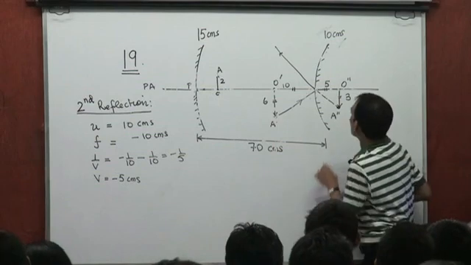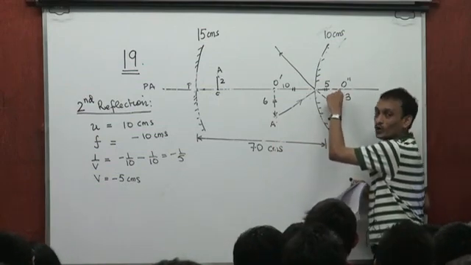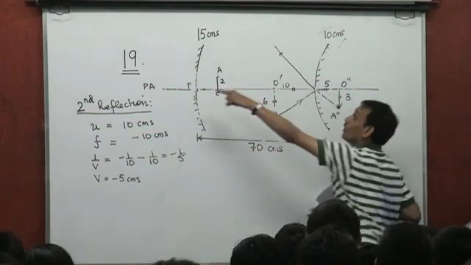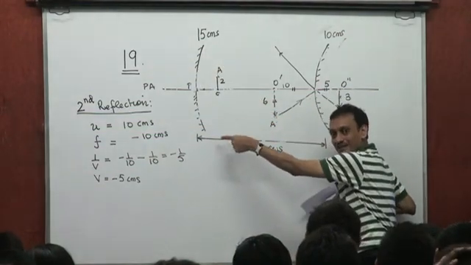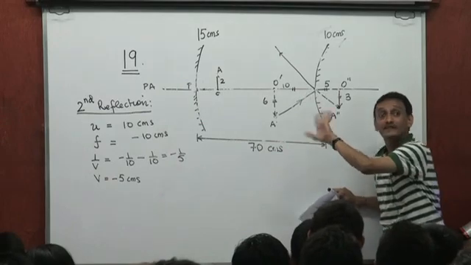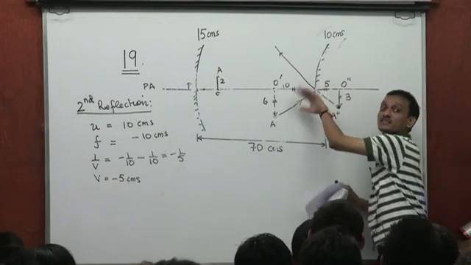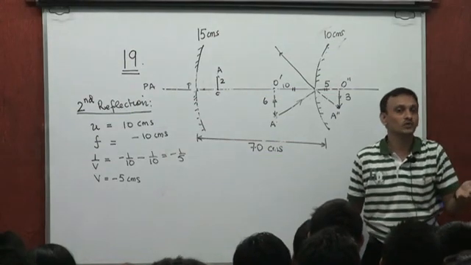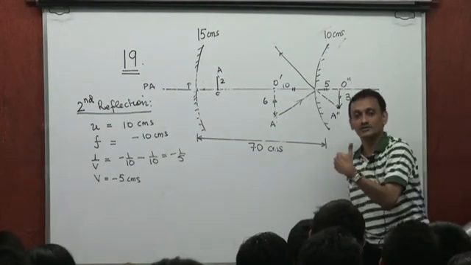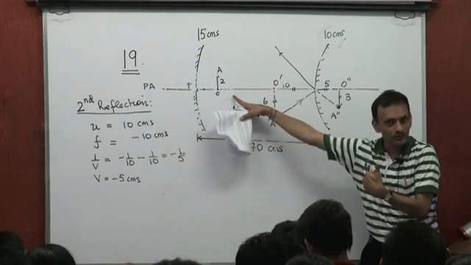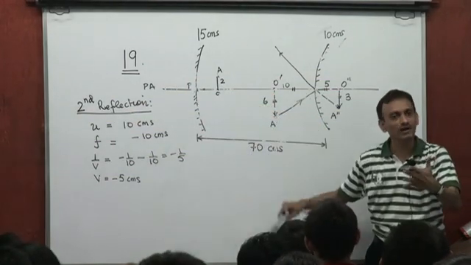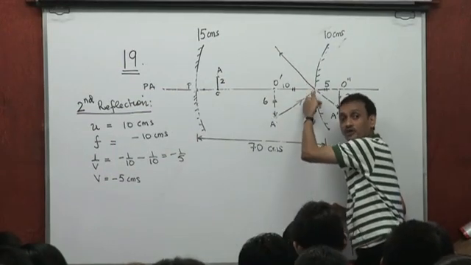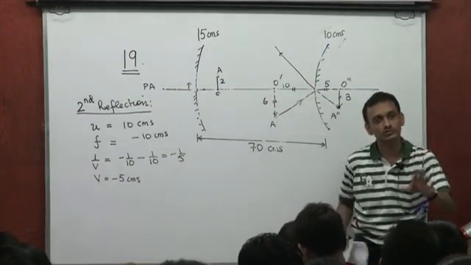And of course, once again, this O prime, O double prime, A double prime acts as a virtual object for a third reflection by this, and an image will again get formed. That image acts as an object for this, and yet another image will get formed, and so on and so forth. So there are two series of images, one in a manner that we've dealt with, the other one could have been by taking the first reflection on this, the second on that, and then on this, and then on that, and so on.